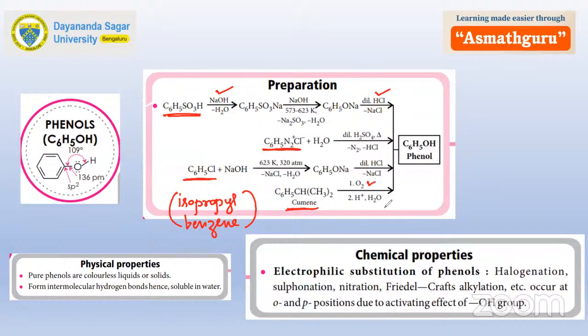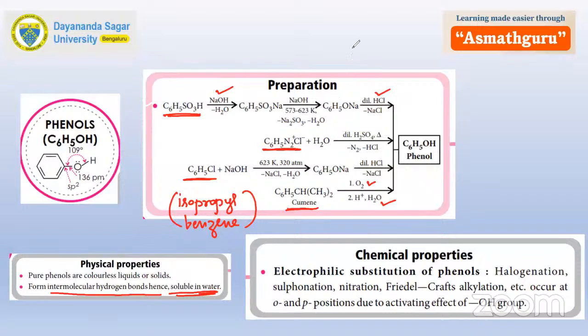First by oxidation and then by hydrolysis. And phenols are colorless liquids and solids. Yes, they're slightly soluble in water because they form an intermolecular hydrogen bond with water, so they're soluble. Both alcohols and phenols are soluble, but alcohols are completely soluble. Phenols are slightly soluble. Remember this one.